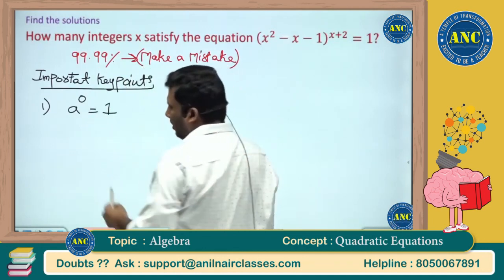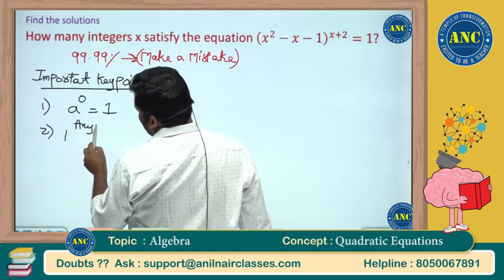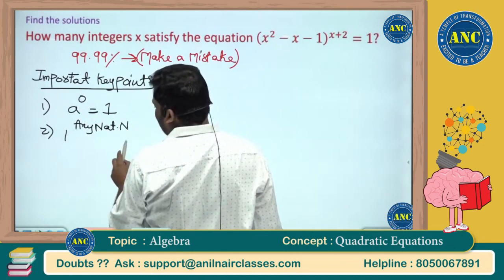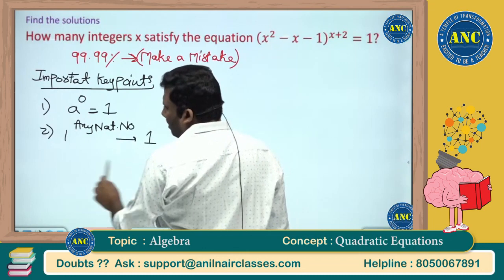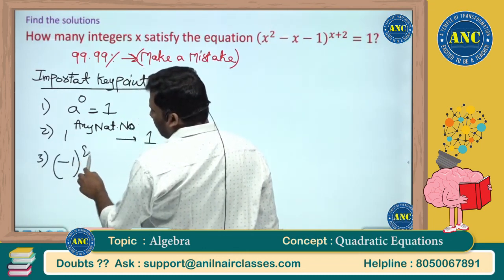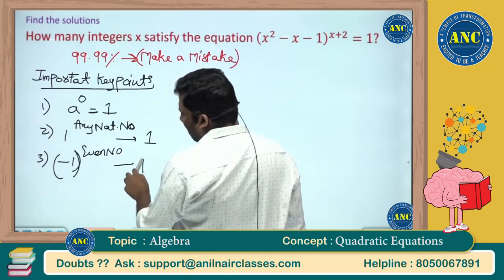This is the first identity we will use. Second identity: 1 power any natural number, or any integer, is 1. Third one, where most of the students will miss it: minus 1 power an even number is 1.